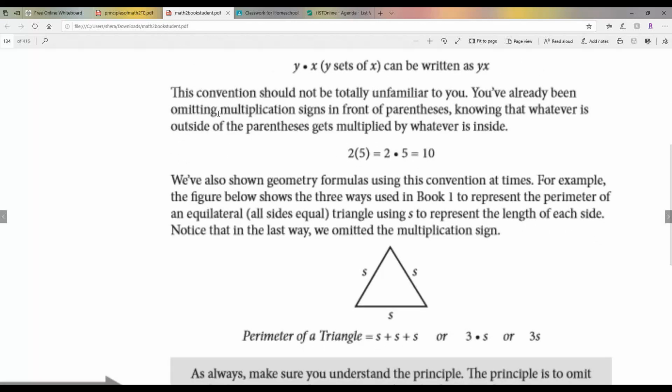Okay, this convention should not be totally unfamiliar to you. You've already been omitting multiplication signs in front of parentheses like this. We've already been doing this. This means 2 times 5. And so if you're using two numbers, obviously you're going to need parentheses or the dot, because if you put 2 and 5 beside each other, it's 25.